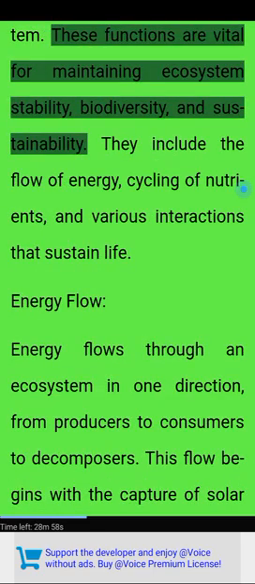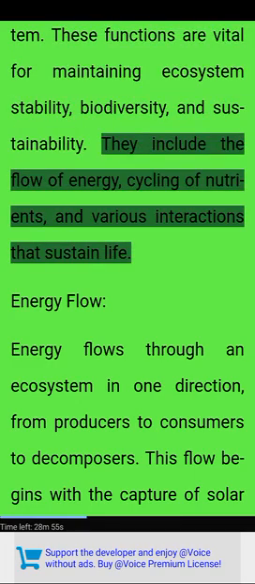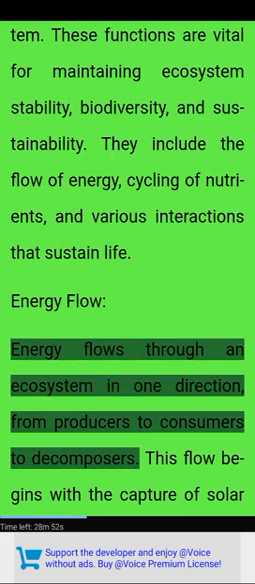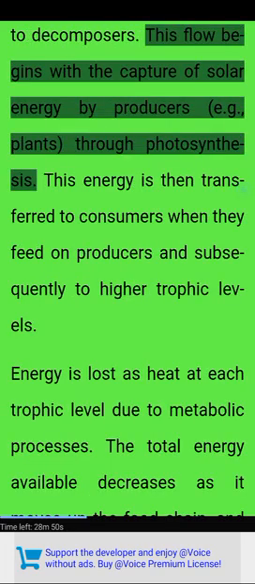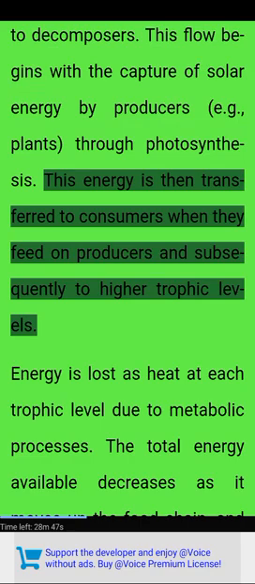These functions are vital for maintaining ecosystem stability, biodiversity, and sustainability. They include the flow of energy, cycling of nutrients, and various interactions that sustain life. Energy flow. Energy flows through an ecosystem in one direction, from producers to consumers to decomposers. This flow begins with the capture of solar energy by producers, e.g., plants through photosynthesis. This energy is then transferred to consumers when they feed on producers and subsequently to higher trophic levels.